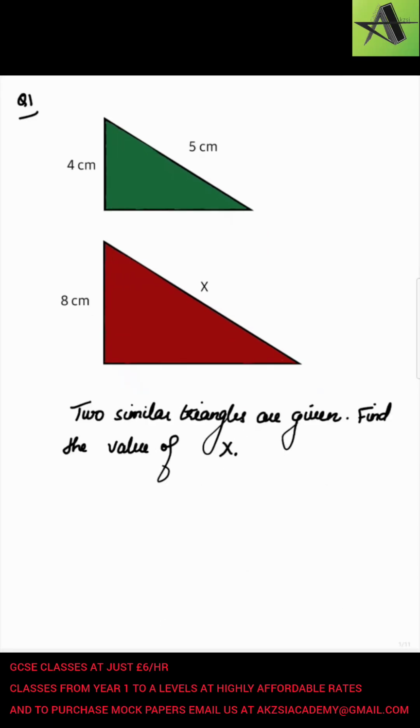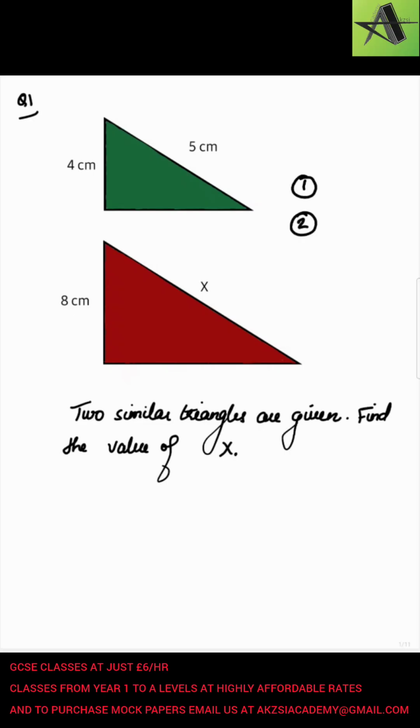See this question. It says two similar triangles are given. Find the value of x. They have already mentioned that they are similar triangles, which means there are two things. First thing, all the corresponding angles are equal. And second thing is corresponding sides are in ratio.